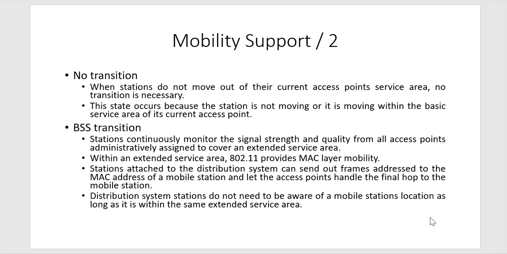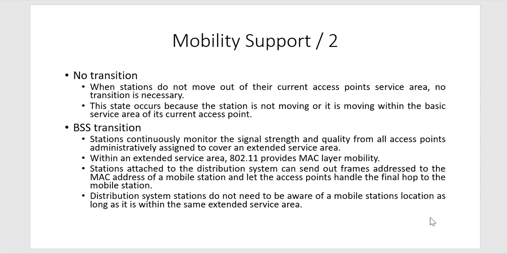Then BSS transition. Stations continuously monitor the signal strength and quality from all access points administratively assigned to cover an extended service area. As we discussed before, in the extended service area there is more than one BSS, and in one BSS there can be more than one access point. So when a station moves from one BSS to the other BSS, it will see the signal strength and quality from all access points. Then it will switch from one access point to another when it finds the other one is better than the current one.